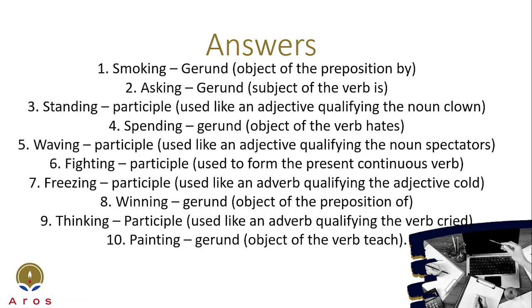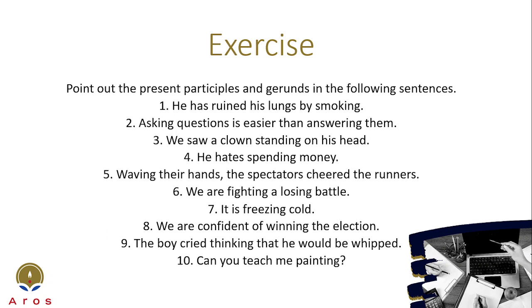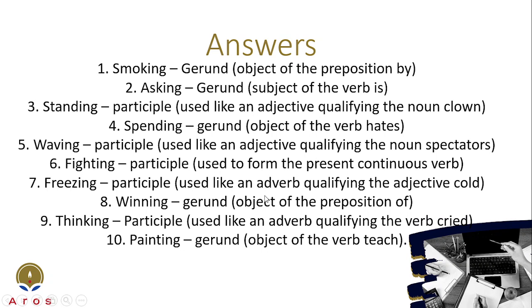Nummer 5, waving. Sê hulle is 'n participle en ek is weer eens daar verkeerd bewys. Hulle is reg, want dit vertel vir ons hoe die spectators gecheer het terwyl hulle cheer. Onthou, as jy die what vraag kan beantwoord, dan weet jy dis 'n gerund. Number 6, fighting. Okay, participle used to form the present continuous verb. Kom ons gaan kyk terug na die sin. We are fighting a losing battle. Ja, daar's die auxiliary. Daar is die werkwoord self. So dit kan nie 'n gerund wees nie.